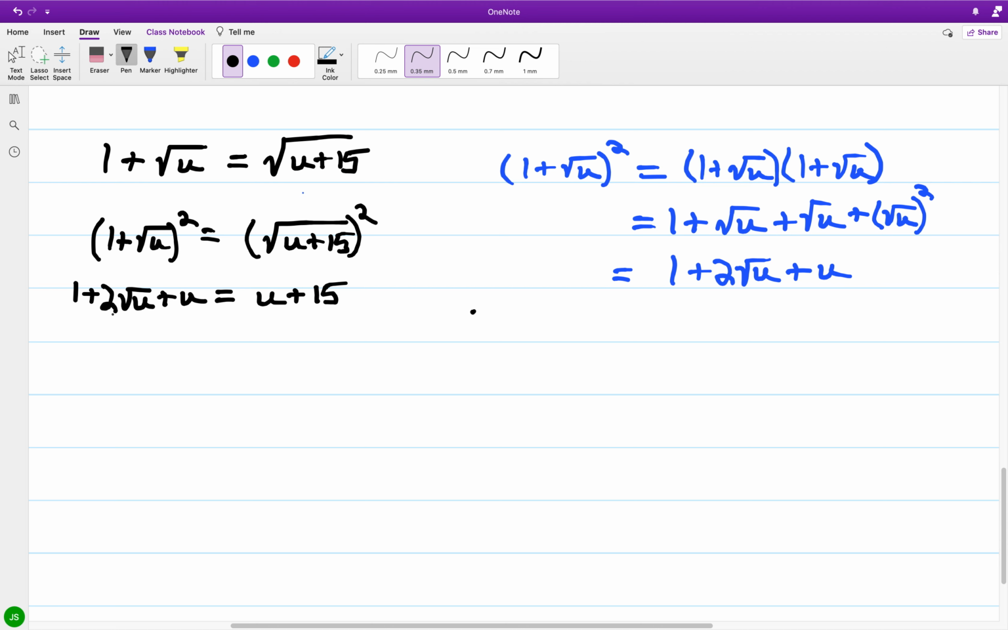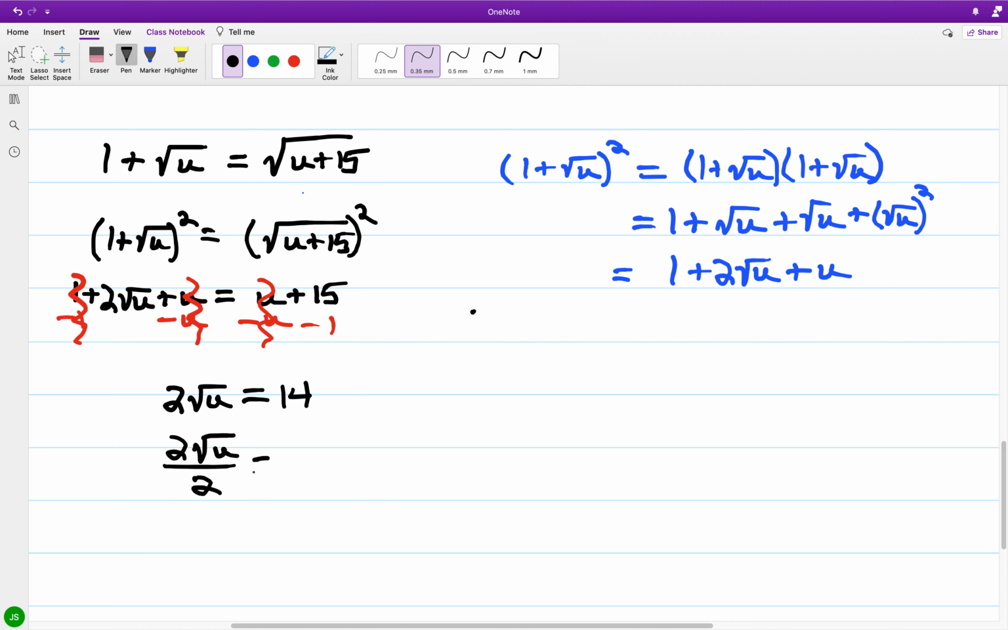So I have 1 plus 2 times the square root of u plus u is equal to u plus 15. Now I'm going to isolate the radical. I'm going to take away u from both sides, and take away 1 from both sides, and we are down to 2 times the square root of u is equal to 14. I can divide by 2. We could actually go ahead and square both sides, but we'll just divide by 2.